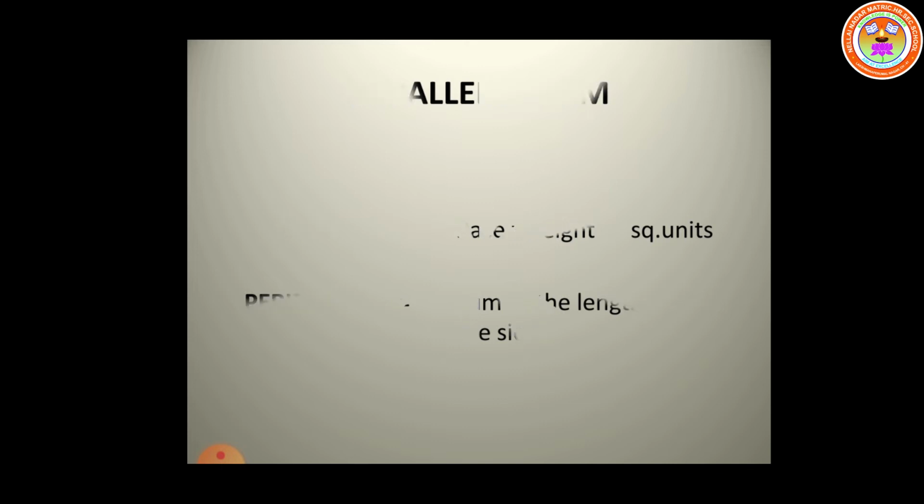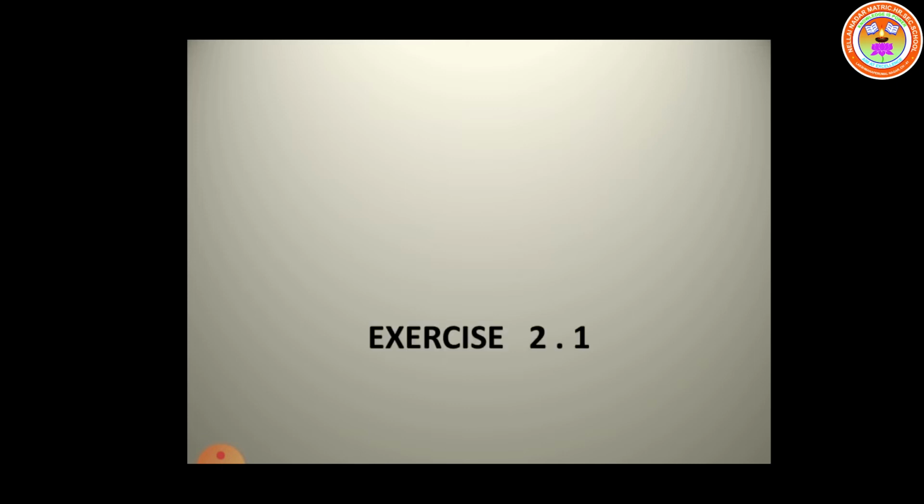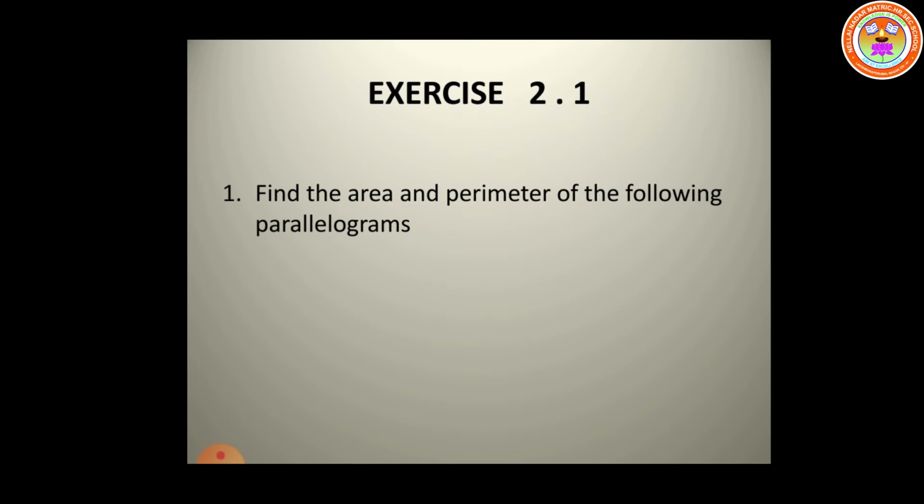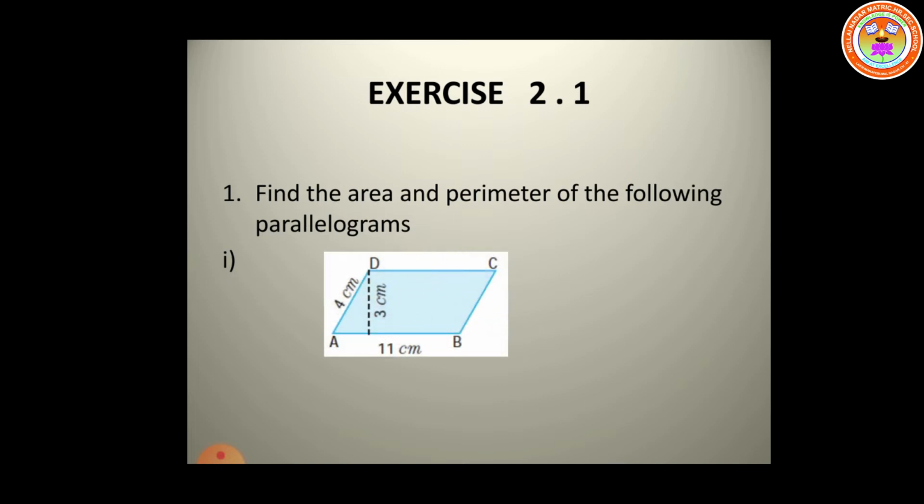Now, moving to the sums under this concept. Exercise 2.1. First question. Find the area and perimeter of the following parallelograms. First subdivision, see the diagram. Base AB 11 centimeter, height 3 centimeter, adjacent side 4 centimeter. Now let us see the answer.